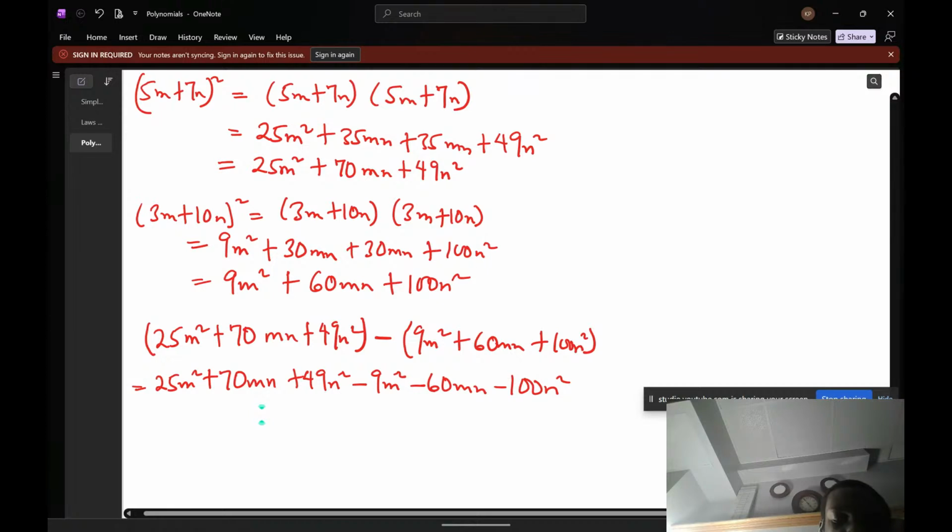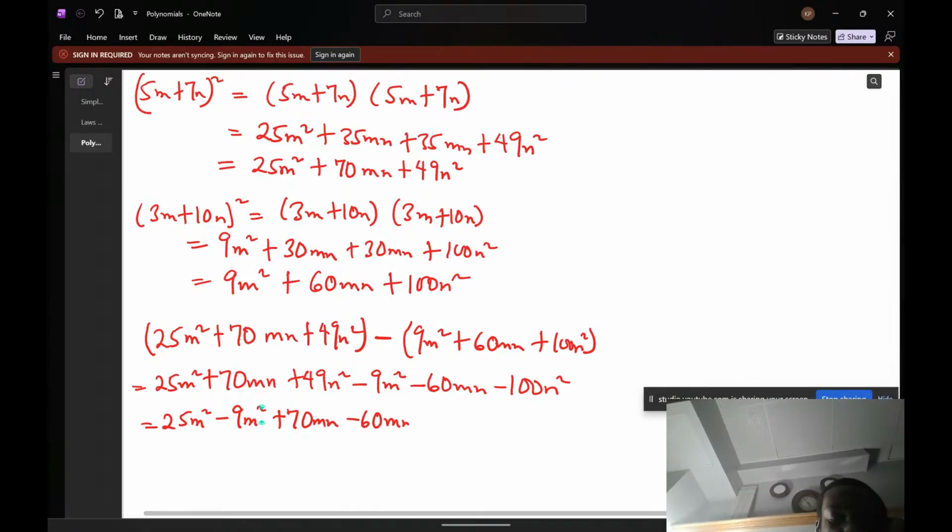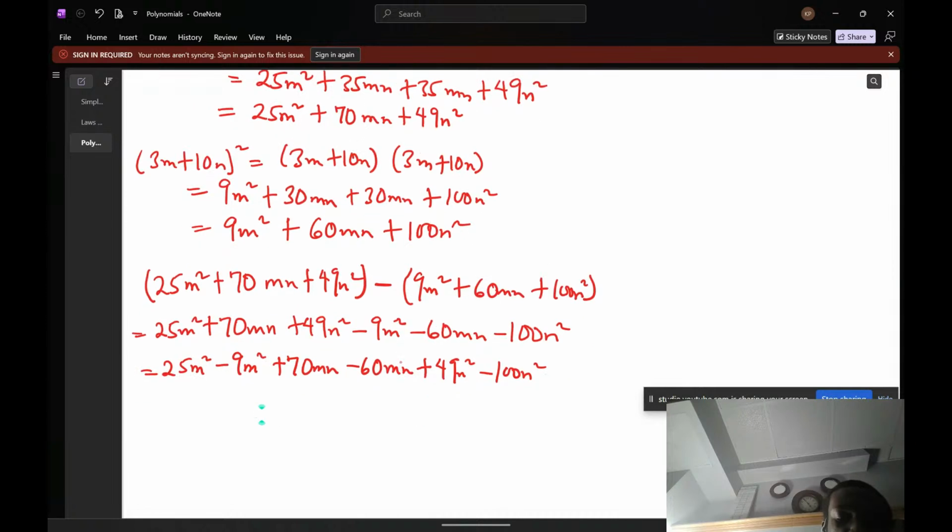Okay, 25 minus 9. So now let's collect the like terms. I'm going to put all the ones that have the same algebraic term side by side. So 25m squared minus 9m squared plus 70mn minus 60mn plus 49n squared minus 100n squared. Okay, so we've collected the like terms now. All the ones in the same group are together.